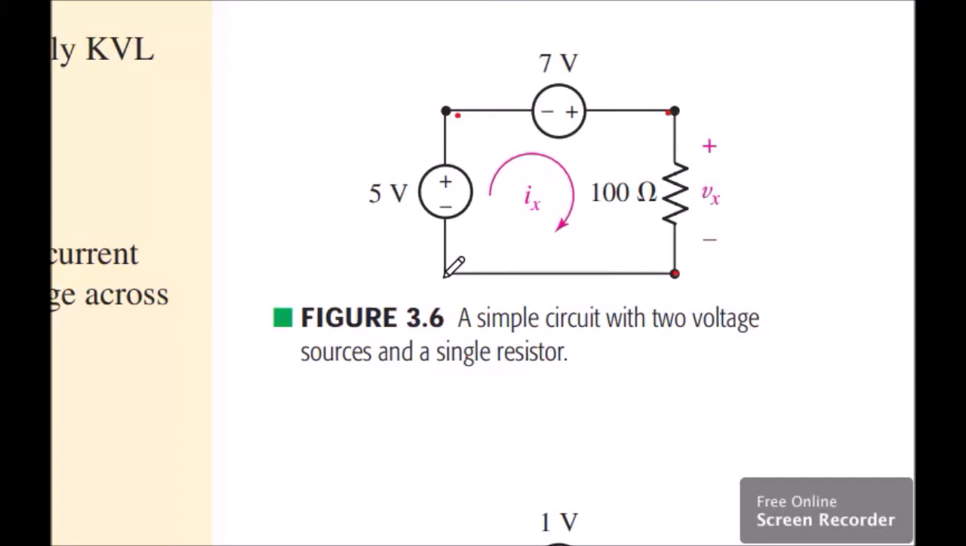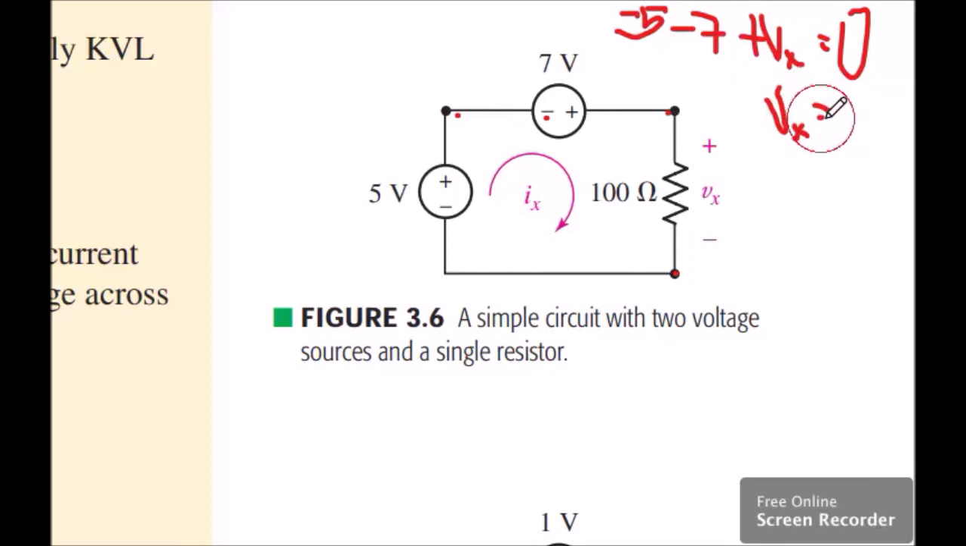So, halimbawa, try natin i-solve. Maglo-loop tayo starting dito. So we have, yung unang na-encounter is negative, so we have negative 5. Again, please excuse my writing. Negative din naman yung na-encounter, minus 7. Next is plus Vx is equal to 0. Now Vx is equal to, please excuse the writing, Vx is equal to 12 volts.